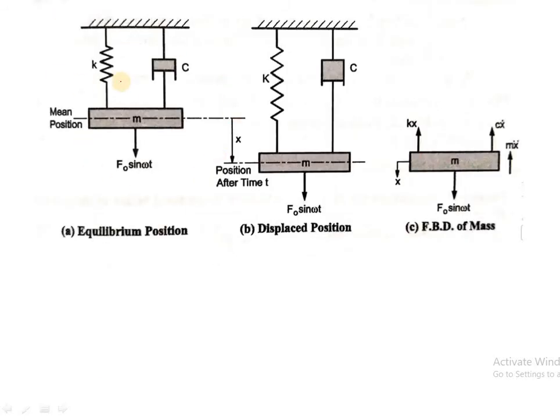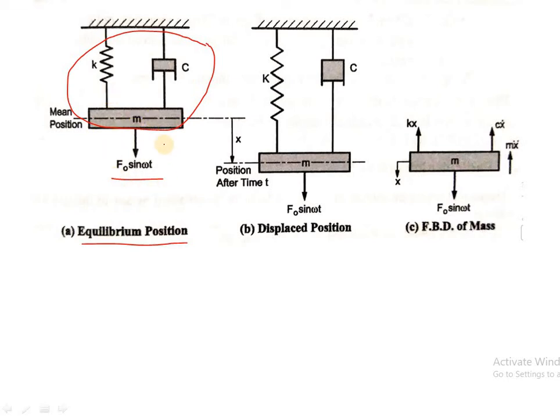So here is the system of forced vibration. So this much is your system. A spring with stiffness K, damper with damping coefficient C, mass with small m. This is your excitation force F0 sin omega t. Now this is the mean position of the system. So this diagram is the equilibrium position of the system.